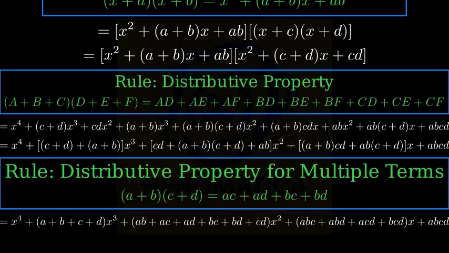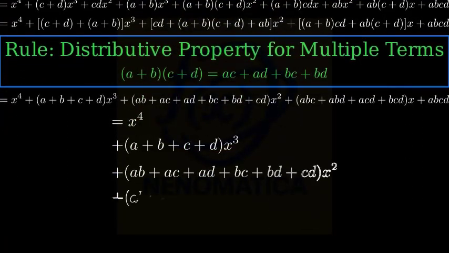For the x term, we expand (a plus b) times c times d to get a times c times d plus b times c times d, and a times b times (c plus d) to get a times b times c plus a times b times d. This gives us acd plus bcd plus abc plus abd, which we can rearrange as abc plus abd plus acd plus bcd.